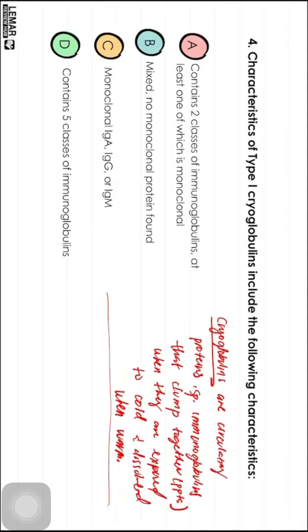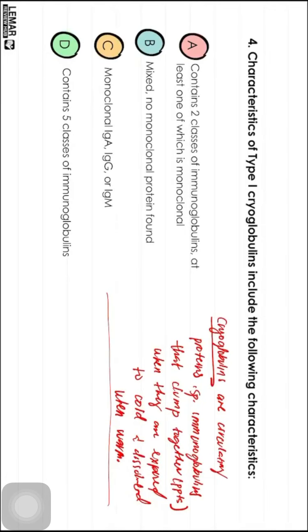So the presence of large amounts of cryoglobulins, we call this cryoglobulinemia. Okay, so cryoglobulinemia can cause symptoms such as bruising, rashes, joint pain, weakness, paleness, numbness, tingling and coldness of the fingers and toes, especially when these individuals are exposed to cold.